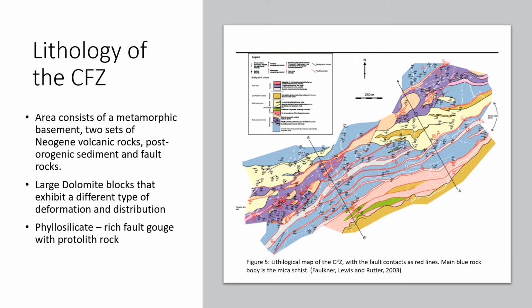The Carboneras fault zone is made of a wide variety of rock types, ranging from different layers with Alpine crystalline protolith, dolomite basement blocks, 2 sets of Neogene age volcanics, low-grade metamorphic rock, and post-orogenic sediment. The fault cuts through all these layers and, as stated before, deep down into the mantle. The volcanics in this area consist of an older Neogene deposit around 25 million years ago and a younger deposit between 5 and 11 million years ago. The older deposit is tilted up against the fault and is near vertical, whereas the younger deposit is a horizontal layer. The fault zone is characterized by phyllosilicate-rich fault gouge and large dolomite blocks.